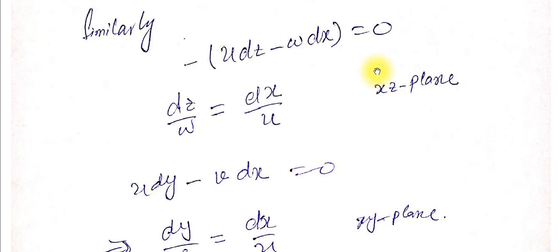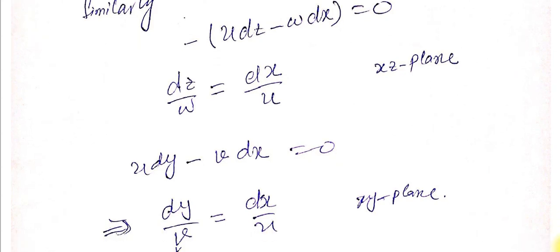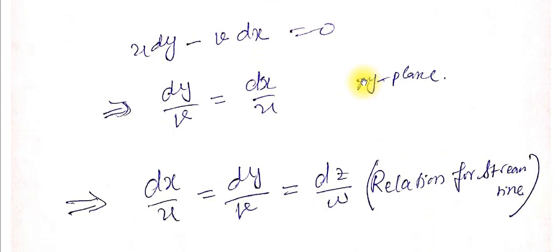Similarly, compare the j component of both sides. So we have dz by w equal to dx by u. You can see z and x, so the xz plane. And similarly, the third one is dx by u and dy by v. Sorry, this one, dy by v is equal to dx by u. So y and x, the xy plane.